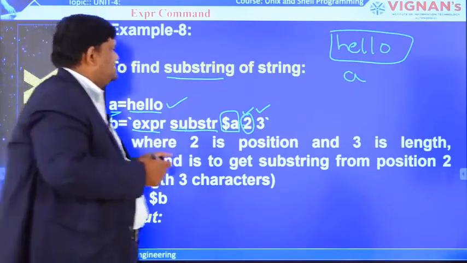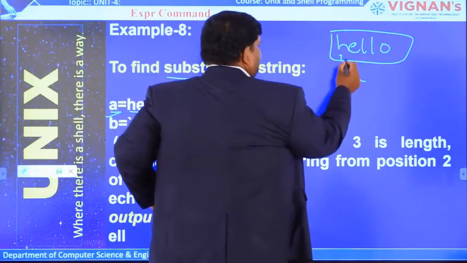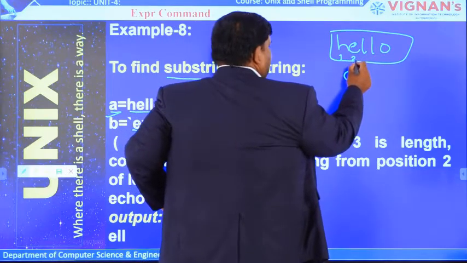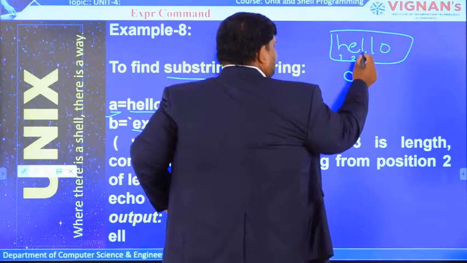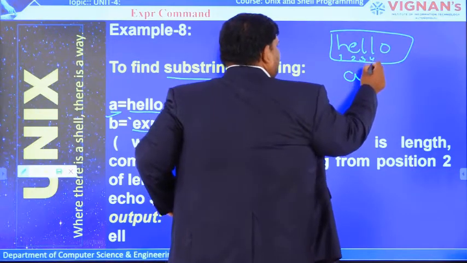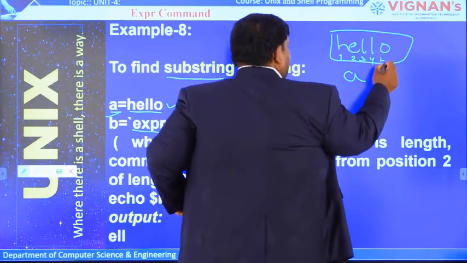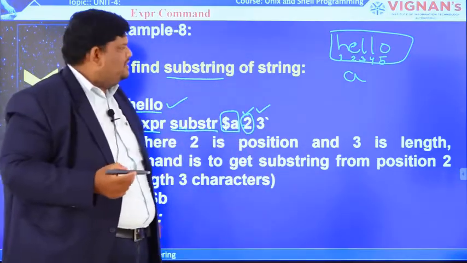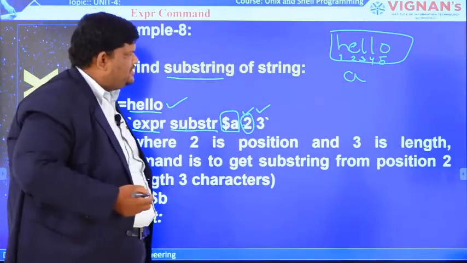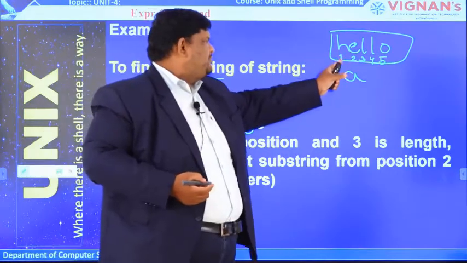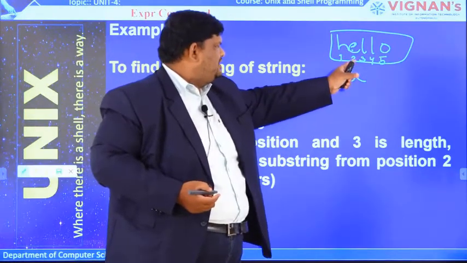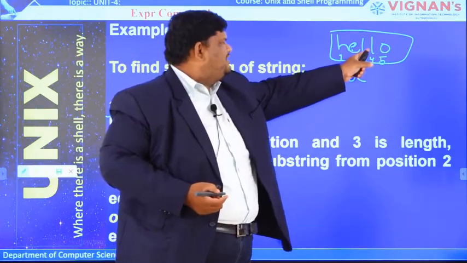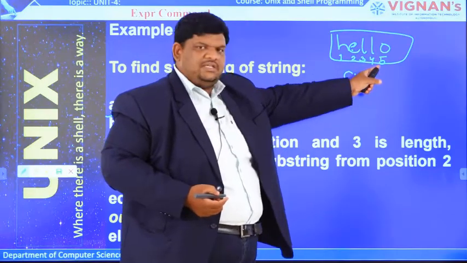Let us consider this example. We know that in the first position H is there, in the second position E is there, in the third position L is there, in the fourth position another L is there, in the fifth position O is there. So total 5 characters are there, and the respective positions are shown here.